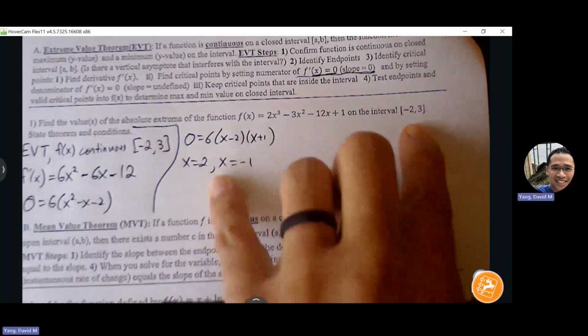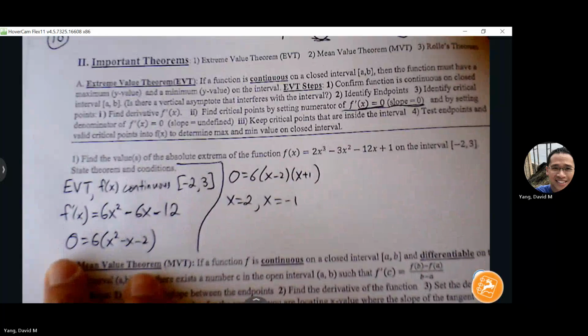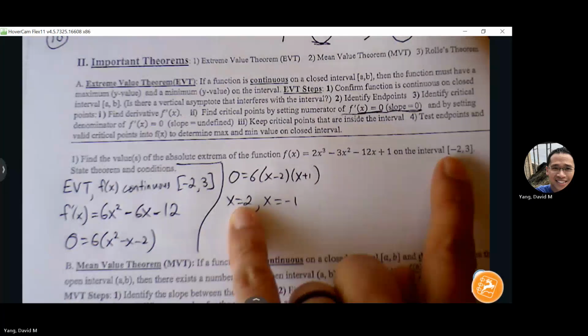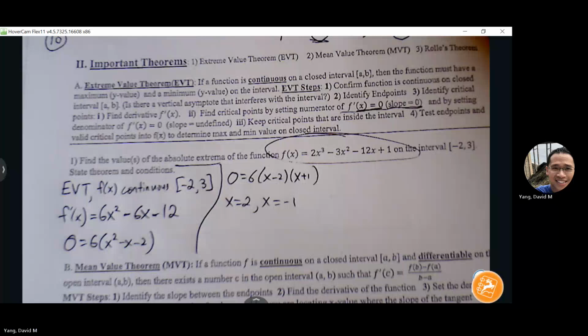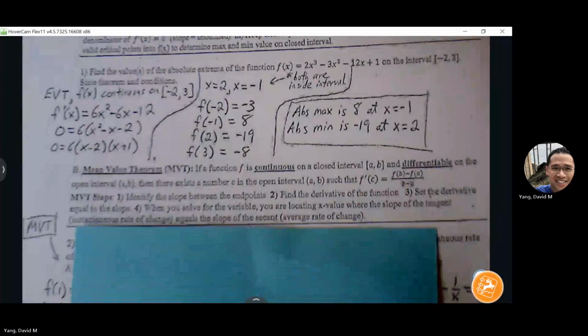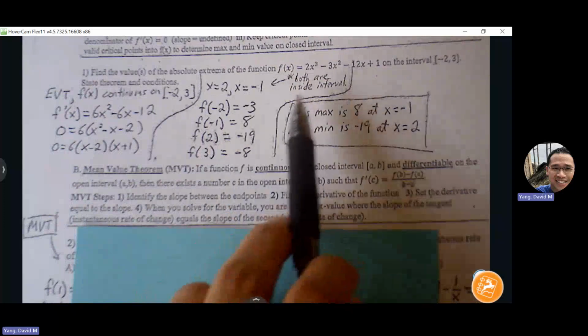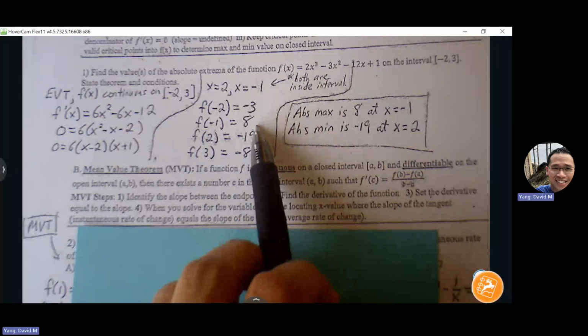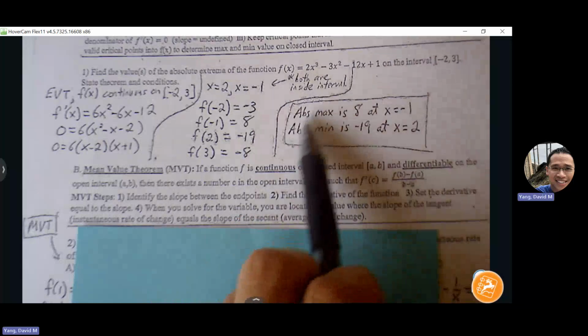And they all go back where? How do we test them? Yeah, original function, right? We want to find the highest and lowest y values. Right? So when we do that, we'll just one by one put it into the function. So -2 gives us a y value of -3. Plug in -1, I get 8. Plug in 2, I get -19. Plug in 3, I get -8.